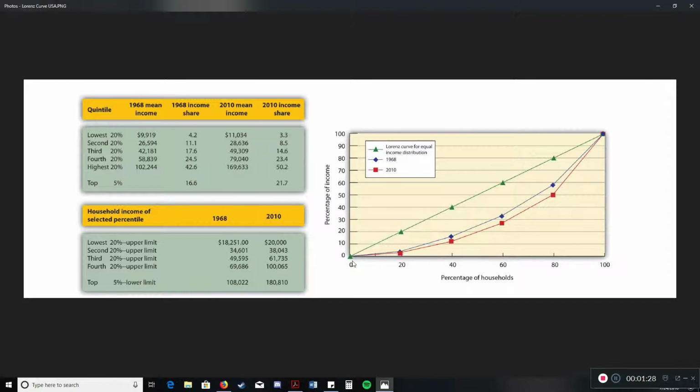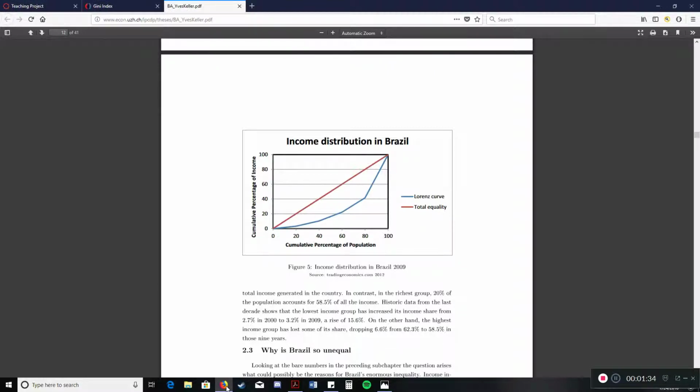For another example of the Lorenz curve, I will be switching over to the Lorenz curve in Brazil. This is the income distribution in Brazil in 2009, and as we can tell, it is slightly worse off than the United States. The lowest 20% in the country only earn 3.2% of total income in Brazil, while the richest earn 58.5% of all income in the country, showing that their income inequality is progressively worse compared to the income inequality in the U.S.